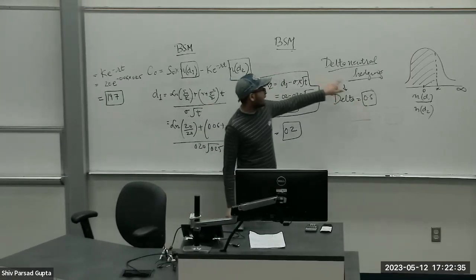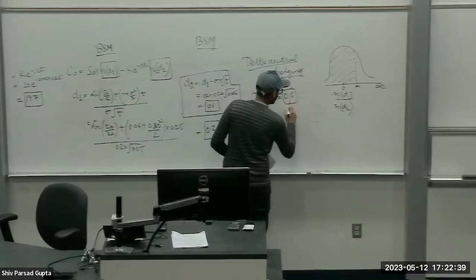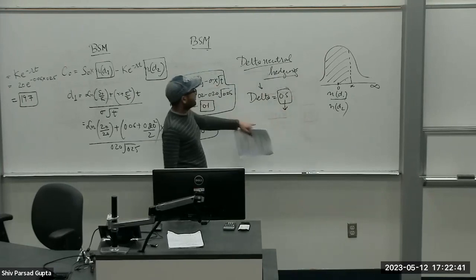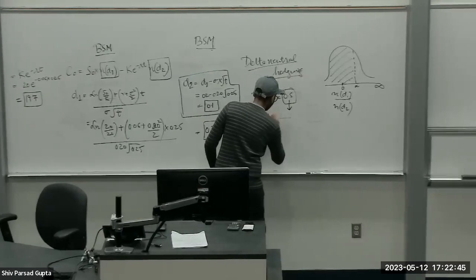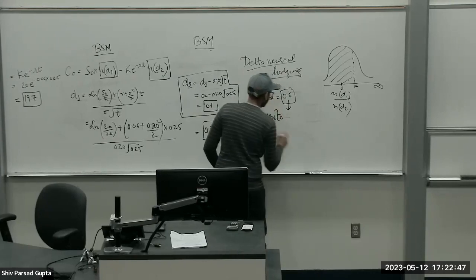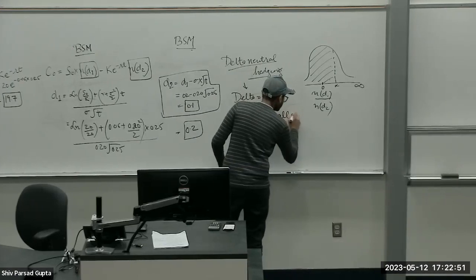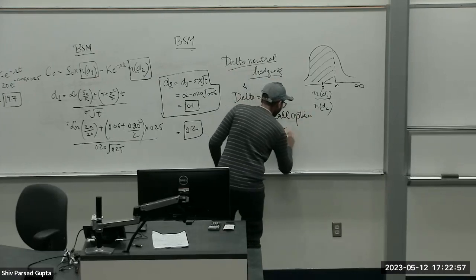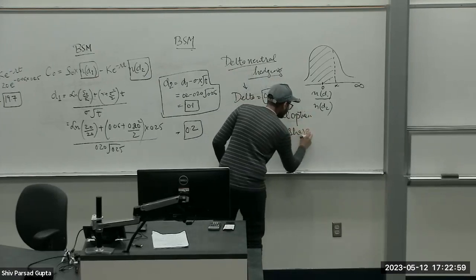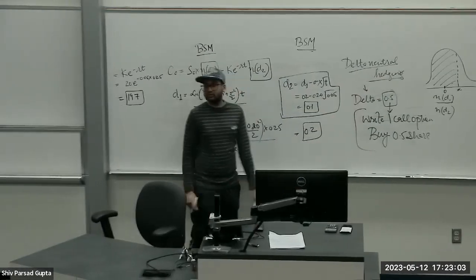But as per the delta neutral hedging, what does this indicate? If the delta is 0.5, it means that to make your portfolio delta neutral, what you need to do is basically, if you are writing one call option, you'll have to buy 0.5 share. This is what delta means in delta neutral hedge.